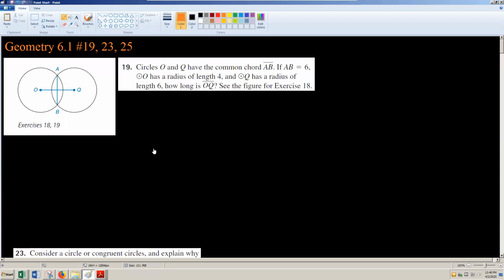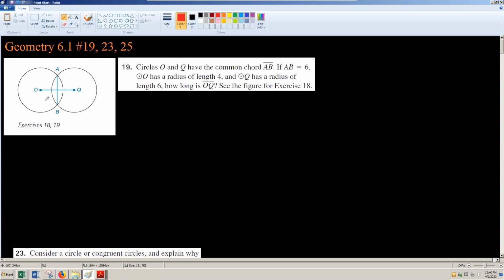Alrighty, so this is our 6.1 homework review here, starting with number 19. Basically, when we're looking at this, I'm given some information. Here is a diagram to go along with it. And what we are saying is that we've got circles O and Q, and they have a common chord AB. So AB is part of O and is also part of Q.